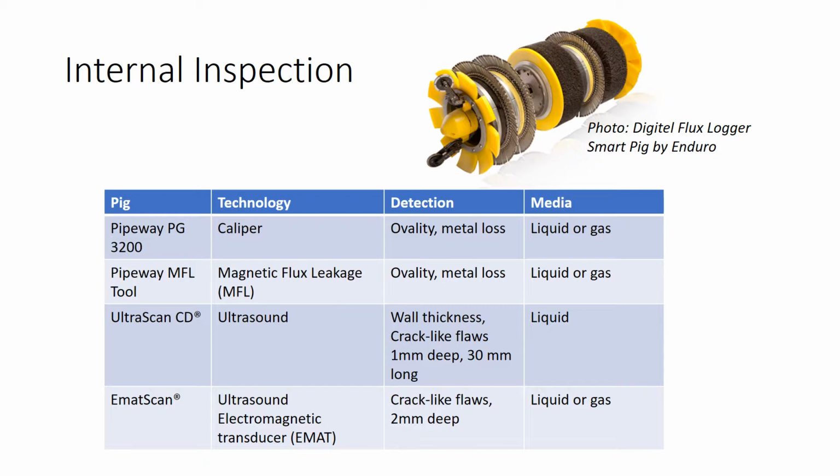The EMAT scan made by GE also uses ultrasonic technology, but with the use of an electromagnetic transducer, it is able to send and receive signals in both liquid and gas pipelines. The minimum flaw size it can detect is 2 millimeters deep, so not as precise as the Ultrascan, but it can be used in gas pipelines.